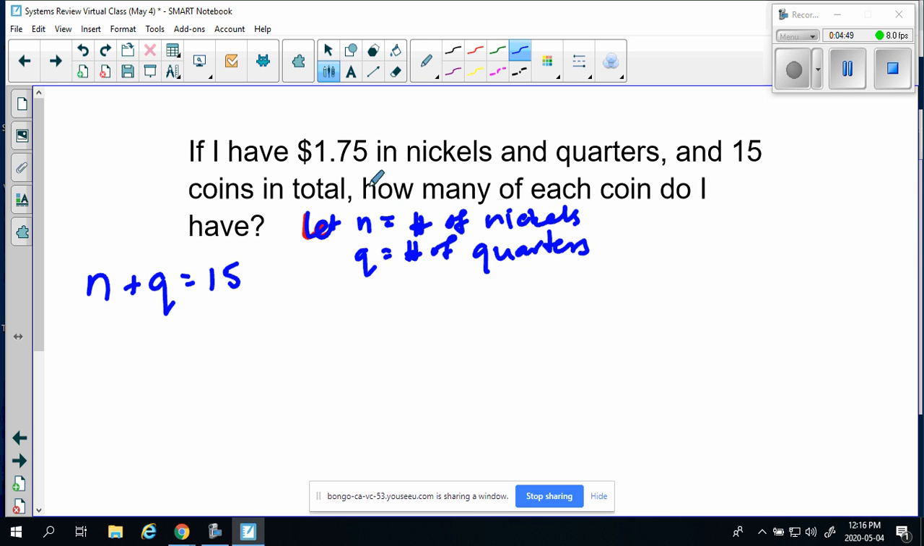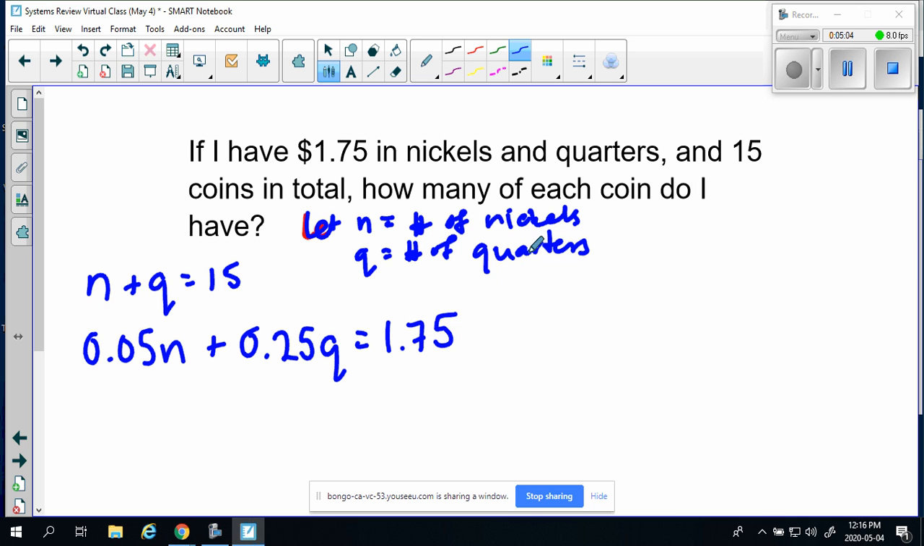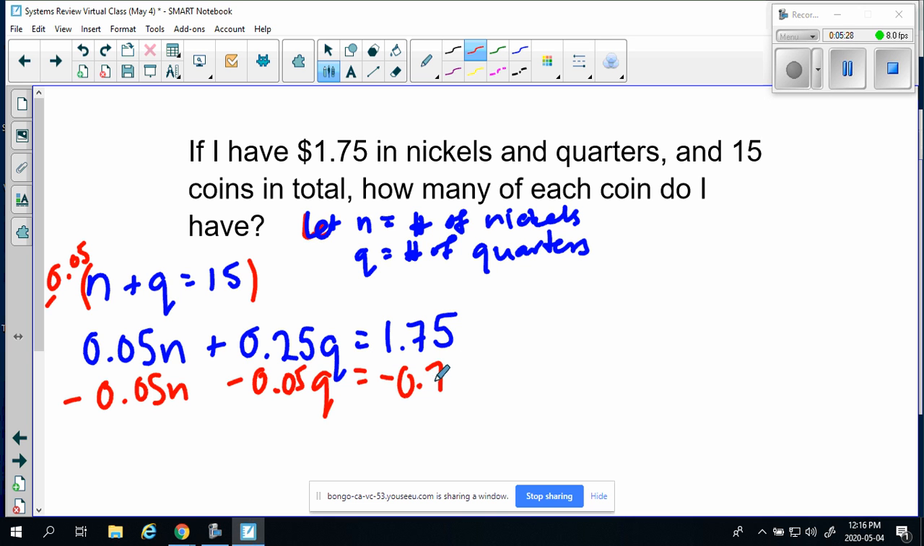The harder one is to figure out how the value of those coins relates. So if you take 5 cents, which is the value of a nickel, times your number of nickels, plus 25 cents times the quarters, then you're going to get $1.75. So those are your two equations. The easiest way to solve this is probably to multiply this by 0.05, or my preference is -0.05. So -0.05n - 0.05q is equal to 15 times -0.05, which is -0.75. So then we can add these equations together.